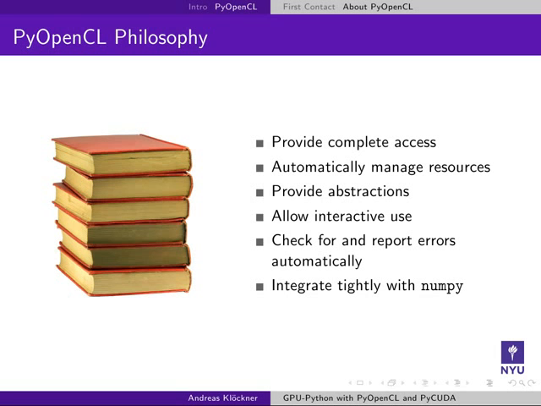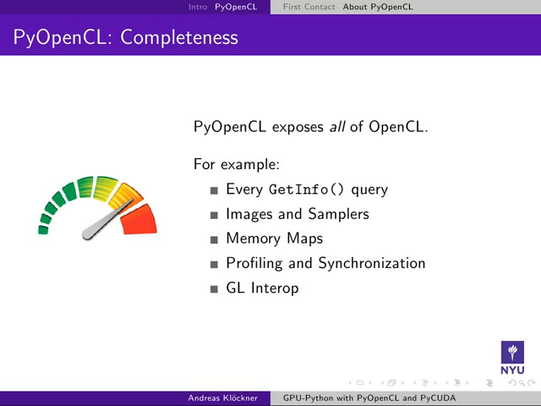And in terms of being complete, a lot of things that OpenCL lets you do involve finding out what's going on, finding out information. At the C level, these come in the form of get info calls, something like get device info, get something info, and all of these are in PyOpenCL. The images, samplers, memory maps, kind of more and more obscure features, profiling, synchronization, all this obscure stuff is in PyOpenCL. It also works on all 3 major operating systems and some of the stranger ones.